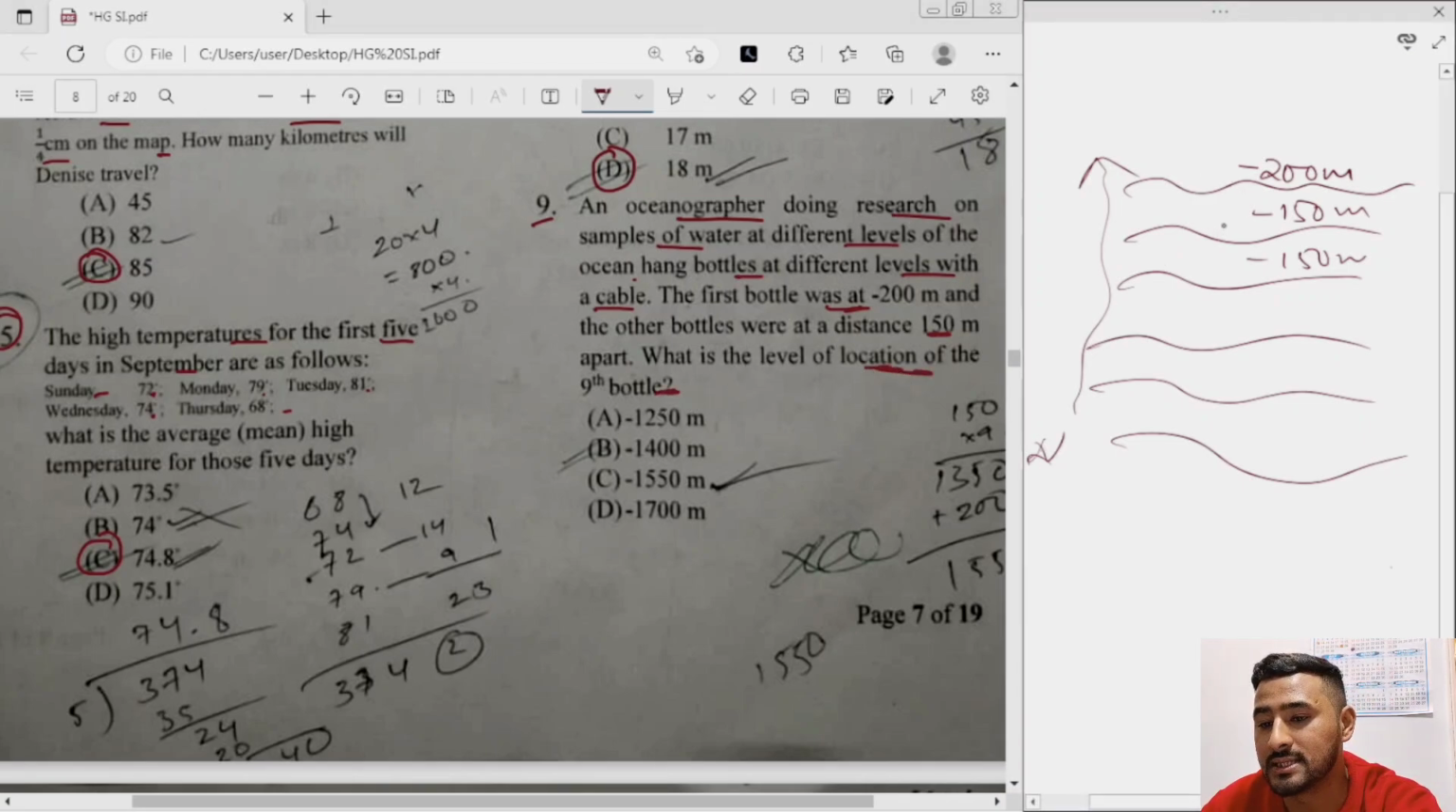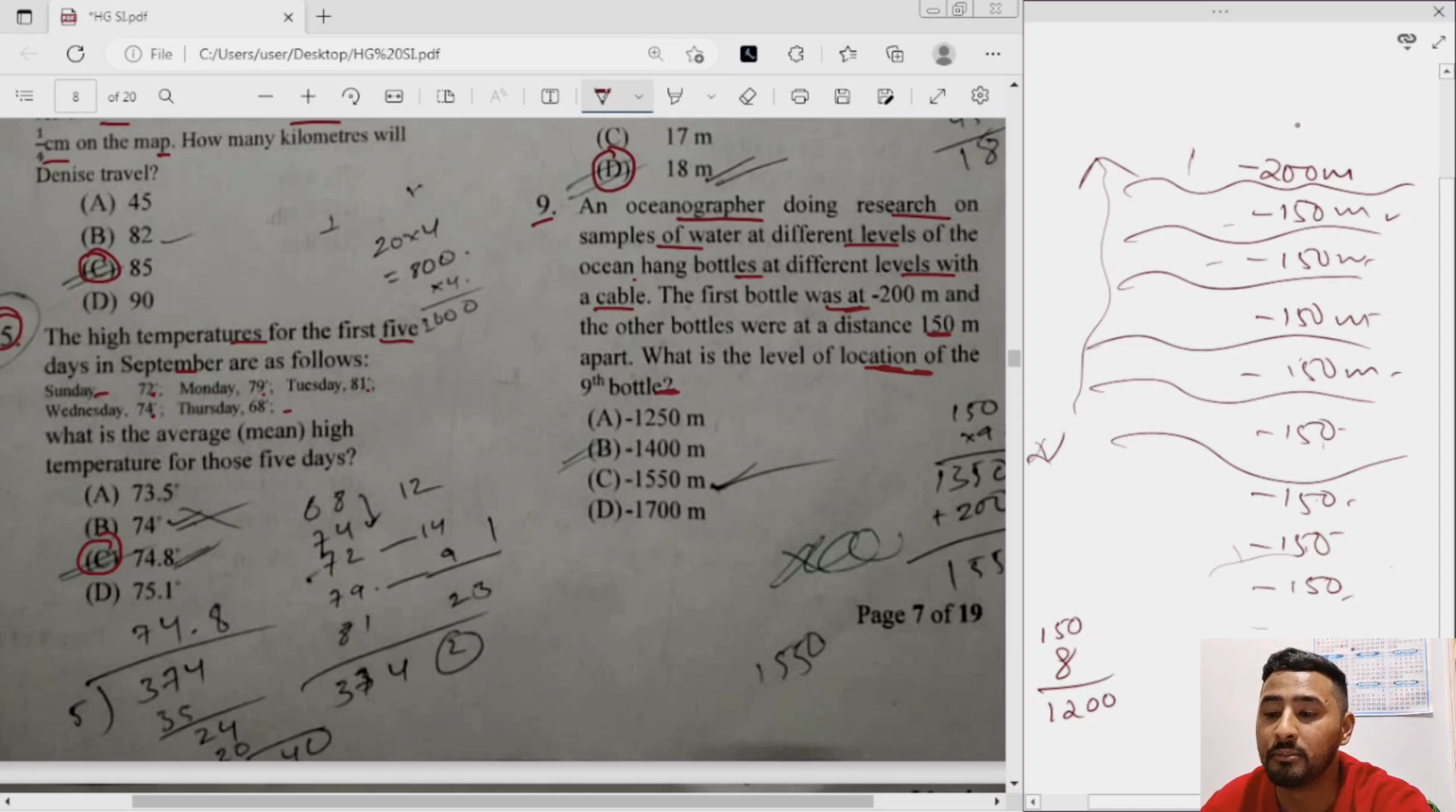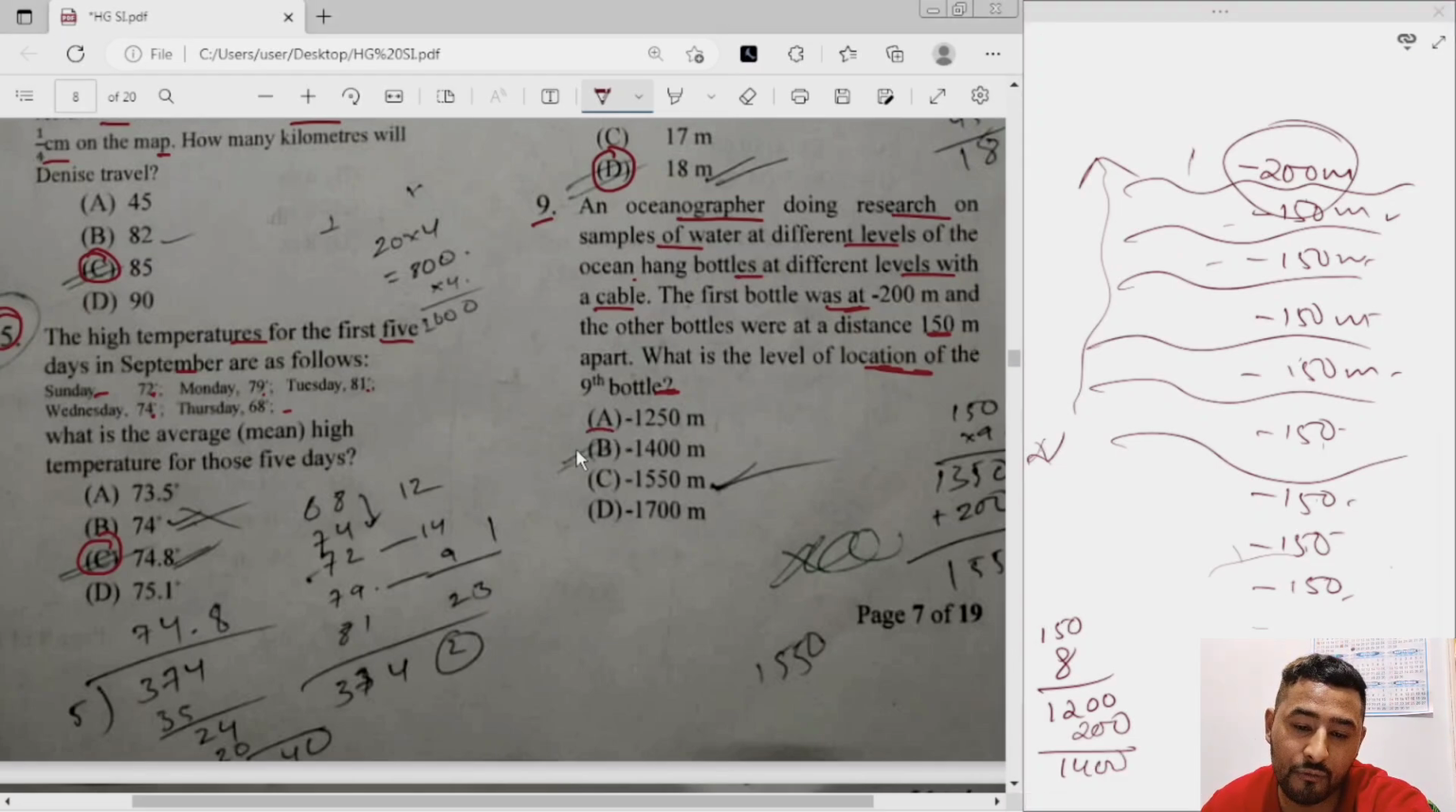Now see, this is one bottle, second bottle, third bottle, you continue with 150 each. So how many? 1, 2, 3, 4, 5, then next 150, 6, 7, 8, one more. What will be the level of the 9th bottle? You should add all of this to get the level of the last bottle. Just count how many 150s there are: 1 to 8. So multiply 150 by 8, which is 1200. Plus this 200, because 200 is also remaining. When you add this, it will be 1400, so around 1400 meters.